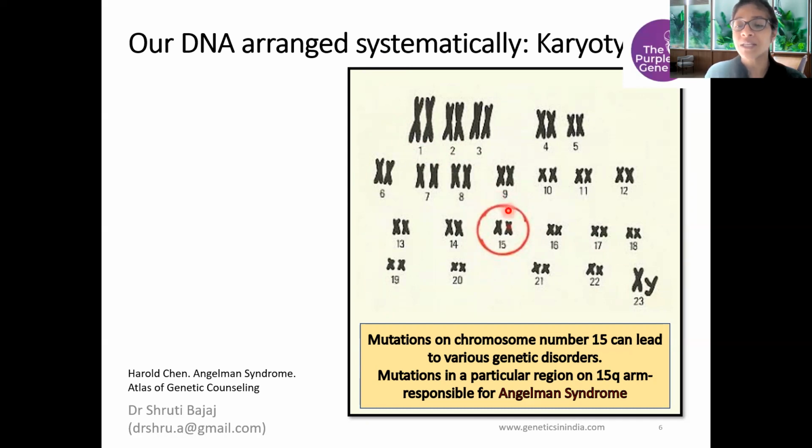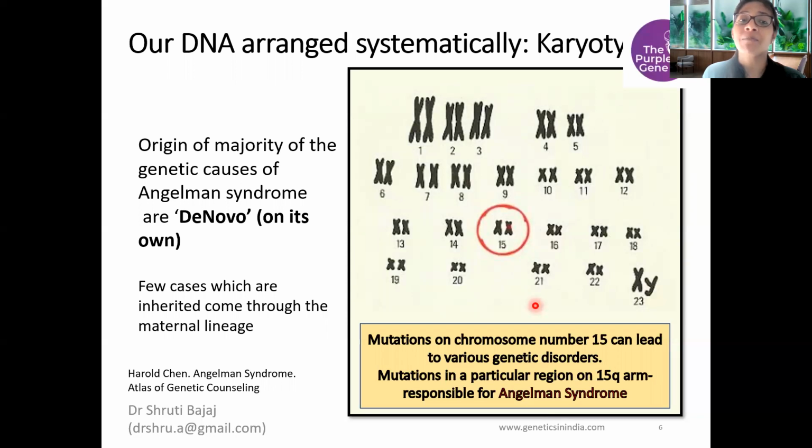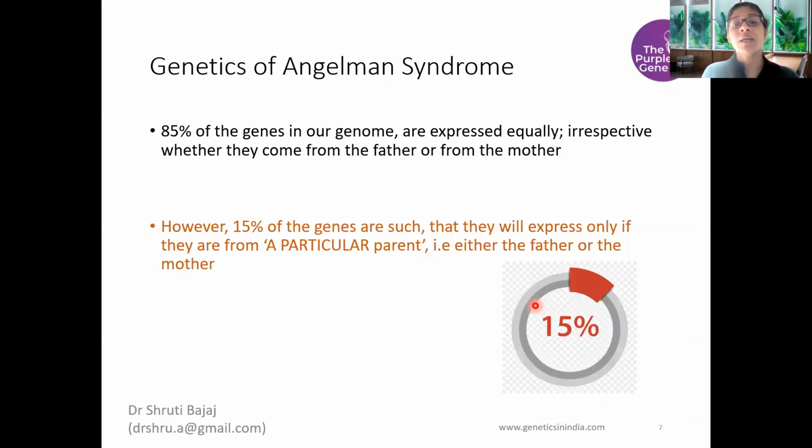Mutations in a particular region of the long arm of chromosome number 15 are responsible for Angelman syndrome. Of note, it is important to remember that the majority of the genetic errors that cause Angelman syndrome occur de novo in nature. In other words, they occur on their own. There are very few cases which are inherited through the maternal lineage. This is an important concept to understand the genetics of Angelman syndrome.